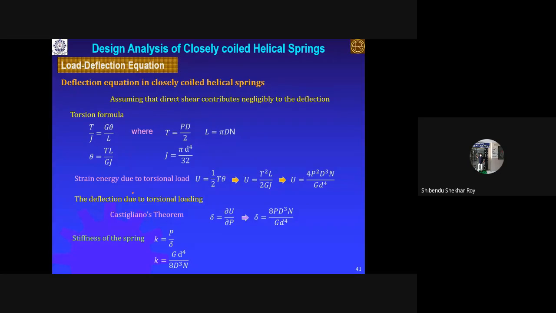So deflection equation in closely coiled helical spring, we have assumed that the direct shear contributes negligibly small to the deflection. So torsion formula we like to use, and again here we are also doing approximately, because the torsion formula T by J equal to G theta by L is applicable for the straight member. But here the coil or curvature is there. We are neglecting that particular curvature effect as well as the direct shear force effect. And the torsion formula T by J equal to G theta by L, where theta equal to TL by GJ.